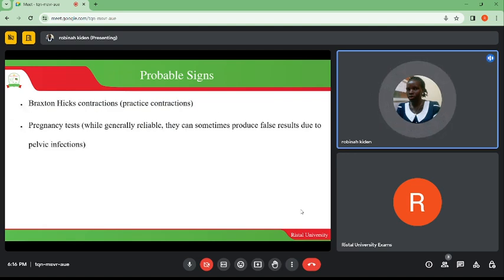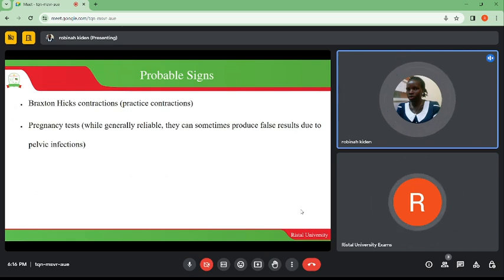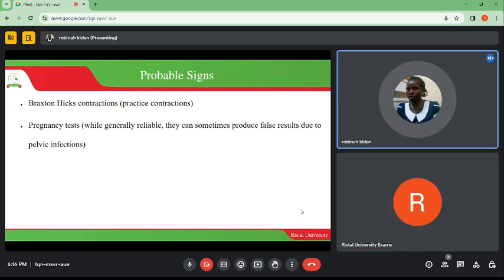Then probable signs still continue. We have the Braxton Hicks contractions. These are a kind of contractions that a woman feels when she is pregnant. She seems to be going into labor, but she is not in labor. So sometimes they come as the uterus practices going into labor.